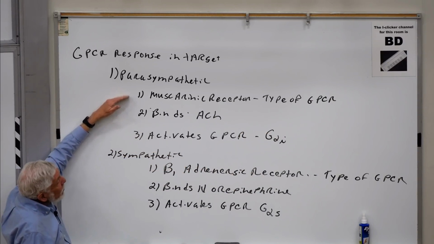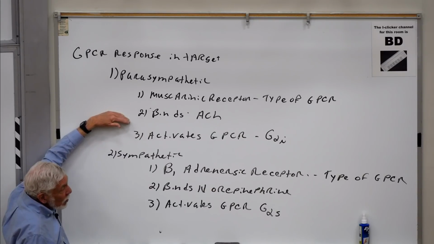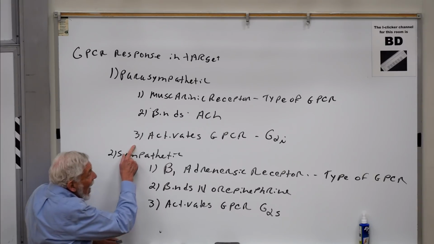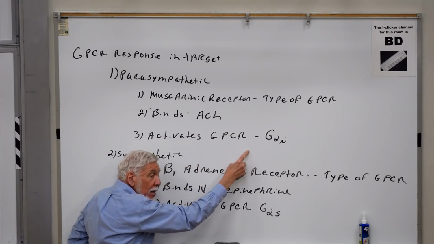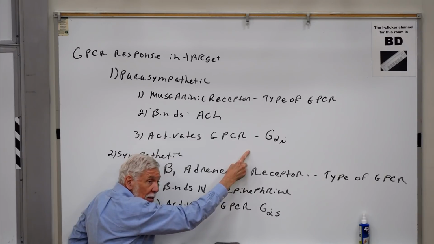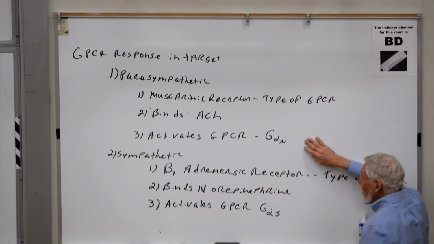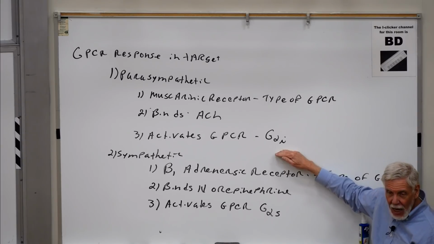The muscarinic receptor binds to acetylcholine. When the muscarinic receptor, which is the G-protein coupled receptor, has bound acetylcholine, it activates the G-protein coupled receptor and now turns on a GTP binding protein. We've seen this before. Same story we saw in the endocrine system. But this particular alpha subunit is G-alpha I.